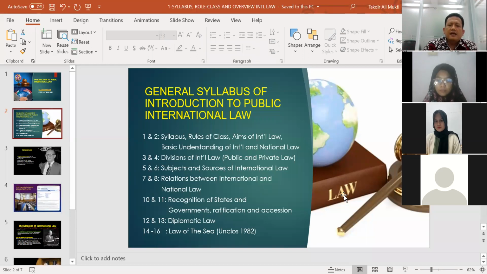And the last, I will introduce you to the law of the sea. Because the law of the sea is a very monumental international law. There is no national law on the sea. The only one is the law of the sea at the international level.